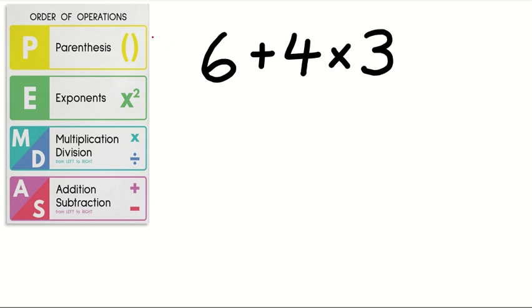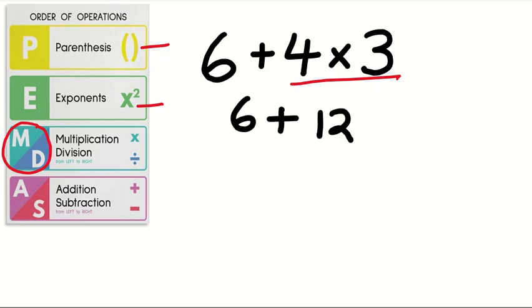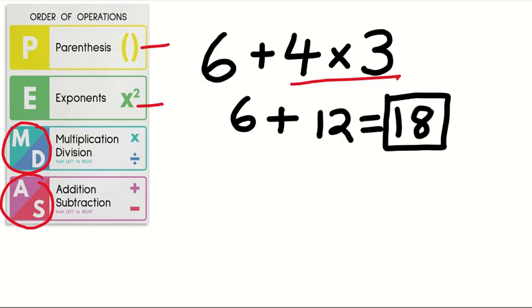So, first step is, do we have any parentheses? No. Next step, do we have any exponents? Nope, no exponents. Next step, do we have multiplication and division? Turns out we do. We got multiplication right there. So we're going to go ahead and evaluate our multiplication first. We know that 4 times 3 is 12. And that leaves us our addition, 6 plus 12, which is conveniently our last step, any addition and subtraction we have left. And of course, we know that 6 plus 12 is 18. So the value of that expression is 18.